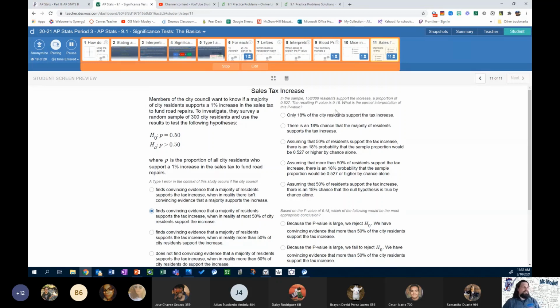The second one here, in the sample, we want to know what the correct interpretation of the p-value is. This ends up being the third option here: assuming that 50% of the residents support the tax increase, there's an 18% probability that the sample proportion would be 0.527 or higher by chance alone. And we could also include in this description, as Jose brought up earlier, that the sample proportion would be 0.527 or higher by chance alone in a random sample of 300 residents from this city.